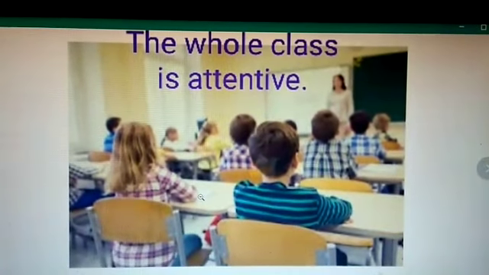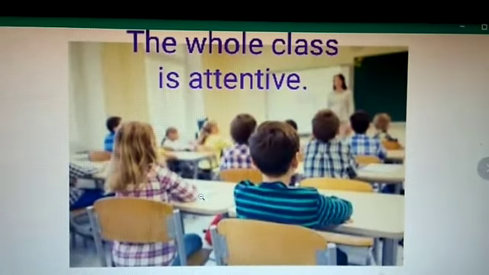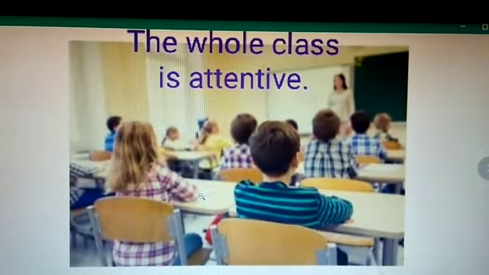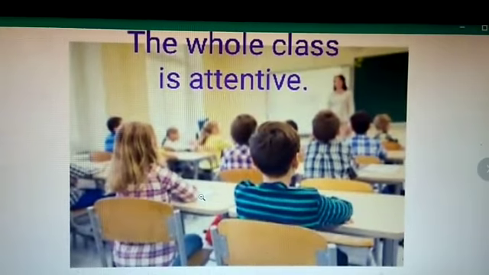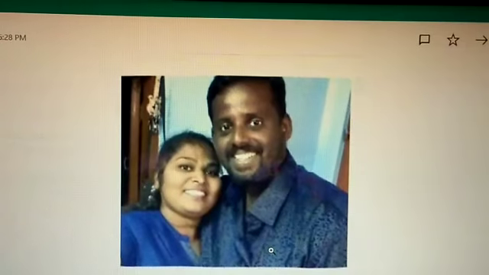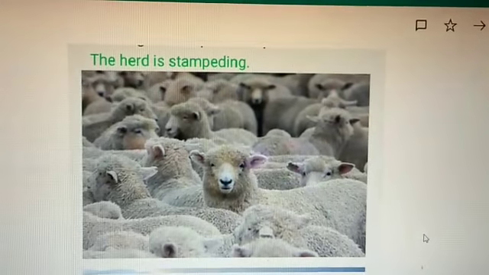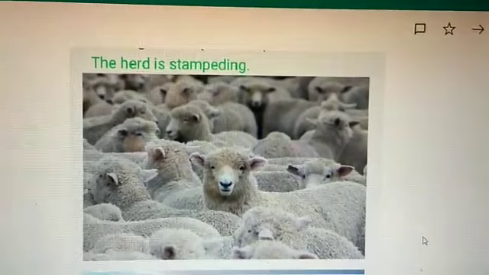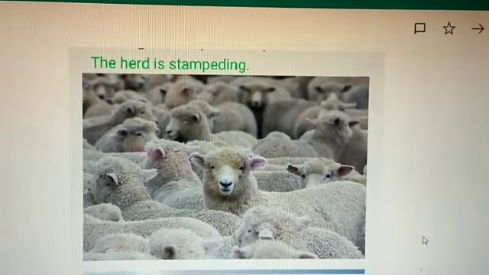The whole class is attentive. So you see collective nouns like herd, senate, class, crowd, they usually take a singular verb form. Our team is playing well. The couple is happy. Next, the herd is stampeding. That means they are moving against each other.